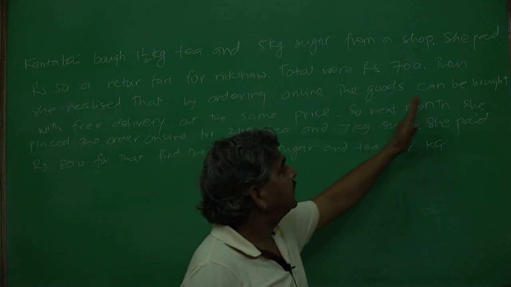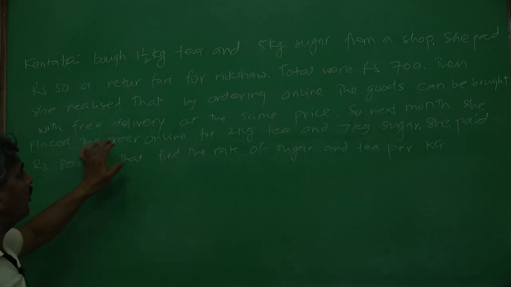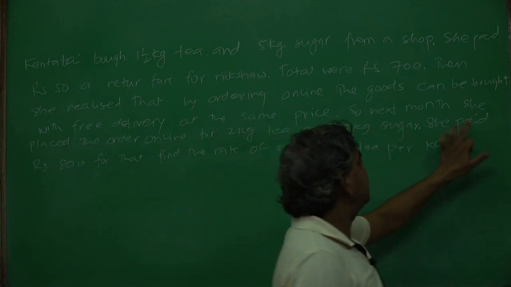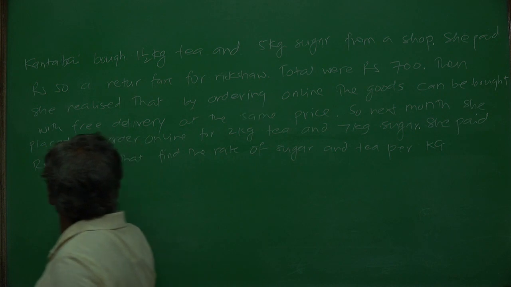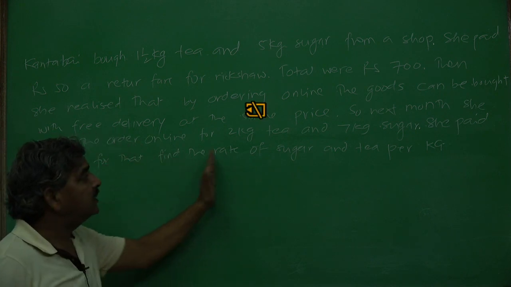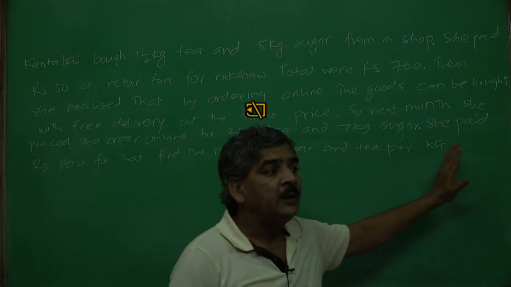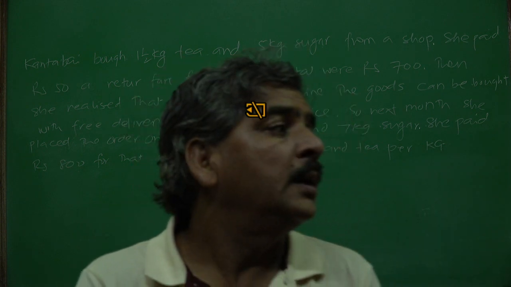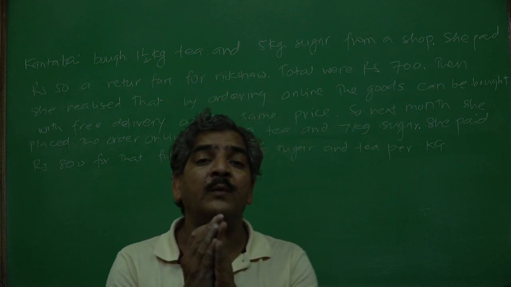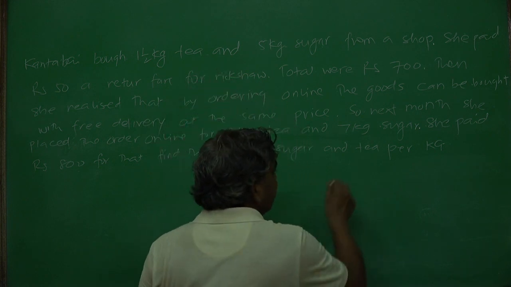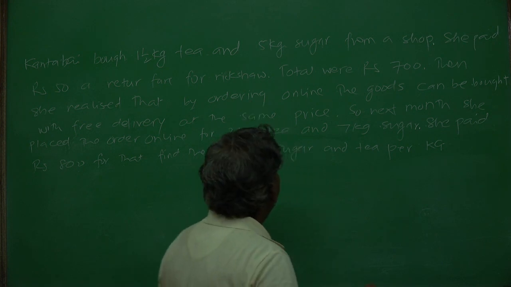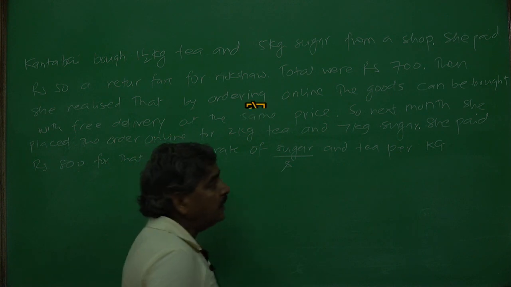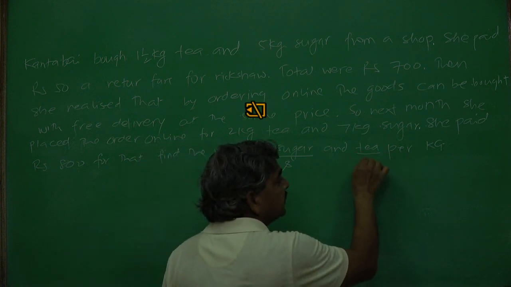So next month she placed the order online for 2 kg tea and 7 kg sugar. She paid rupees 800 for that. Find the rate of the sugar and tea per kg. So what you are asked to calculate is the rate of 1 kg of sugar and 1 kg of tea. So suppose 1 kg sugar costs S and 1 kg tea costs T.